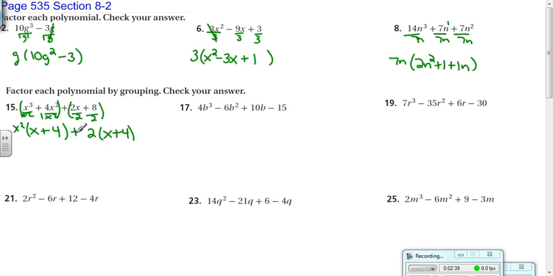Then that's not factored because this plus sign in the middle is outside the parentheses. To be factored, all your plus and minus signs have to be inside parentheses. But what I notice is they have in common an x plus 4. So I can divide out the x plus 4. That's my greatest common factor. So when I cancel out the x plus 4's, I'm left with x squared plus 2.